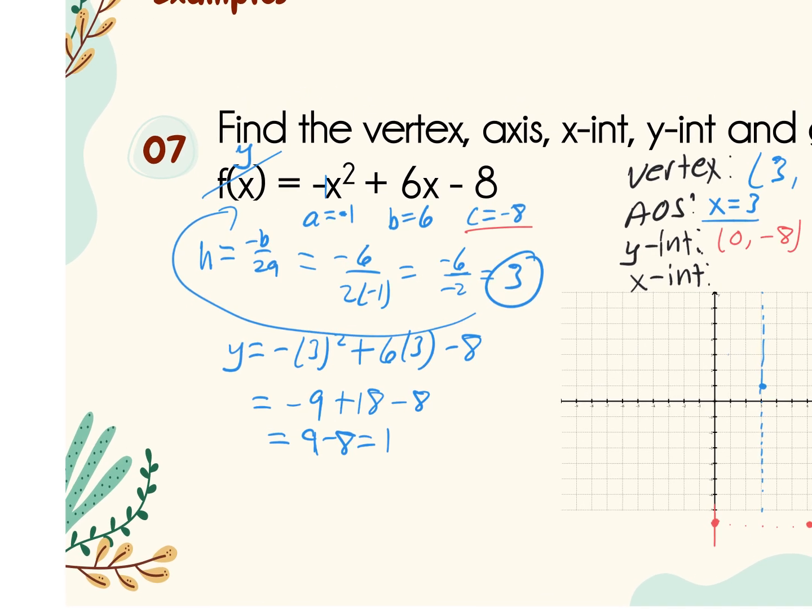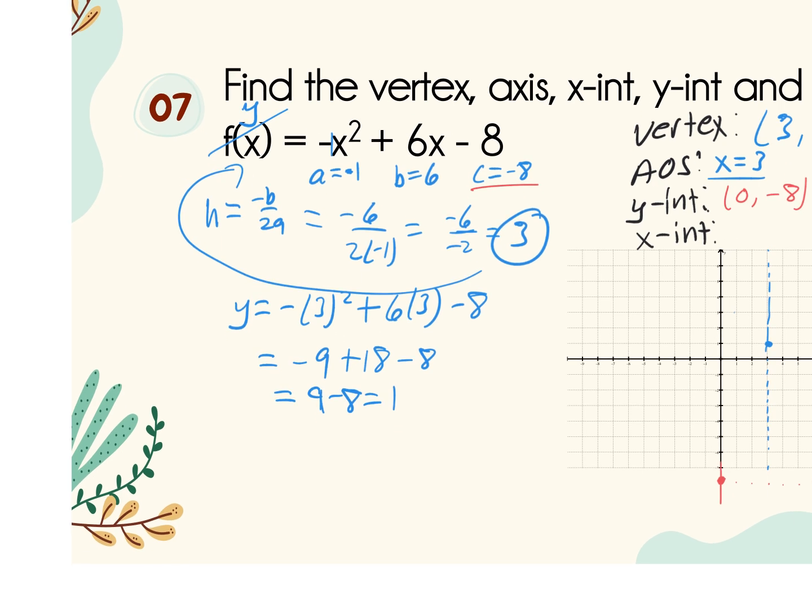If with the y-intercepts we set the x equal to 0, what do we think we need to do to find our x-intercepts? We're going to set the y equal to 0, or our function. So to find our x-intercepts, you're going to set your entire function equal to 0. And this is the same as y equals 0. So remember, f of x is the same as y. So we're going to have -x squared plus 6x minus 8 equals 0.